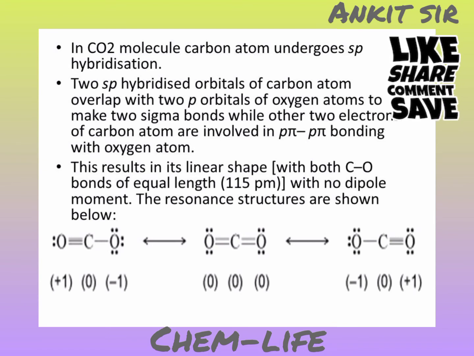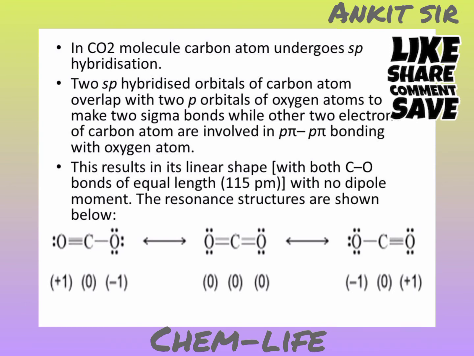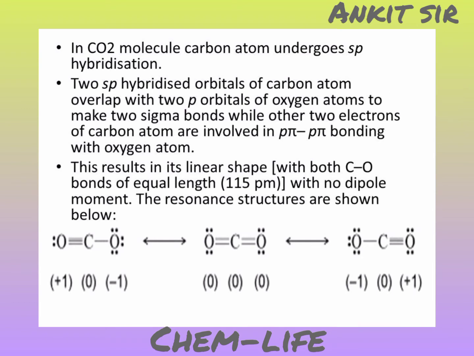In the CO2 molecule, the carbon atom undergoes sp hybridization. Two sp hybridized orbitals of the carbon atom overlap with p orbitals of oxygen and make two sigma bonds, while the other two electrons of the carbon atom are involved in p pi bonding with the oxygen atoms. This results in a linear shape, and the bond length is 115 picometers with no dipole moment. Here you see the diagram also.